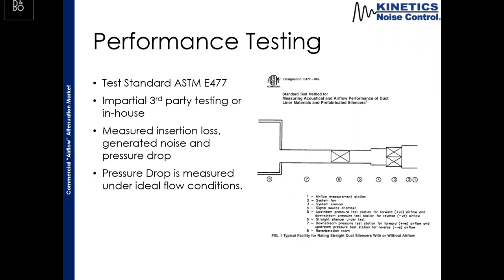The way we get these performance numbers is through the ASTM E477 test standard. At Kinetics, we use impartial third-party testing. We send our silencers to get tested by an impartial third party. And they use the ASTM E477 test standard to measure the insertion loss, generated noise, and pressure drop. What's important to note here is that the pressure drop is measured under ideal flow conditions, and we'll get into why that's important in a couple of minutes here.